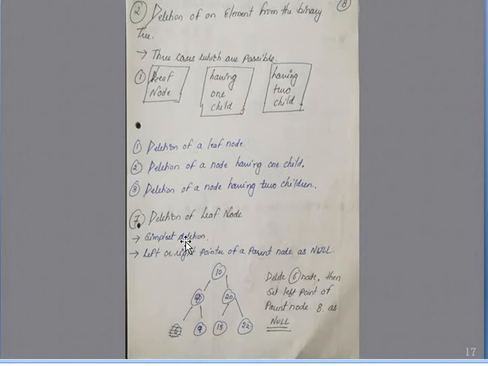If we are deleting the leaf node, what we have to do is set the left or the right pointer of the parent node to null. So if we want to delete the node 6, then we have to set the left pointer of the parent node 8 as null. So this is quite a simple deletion.